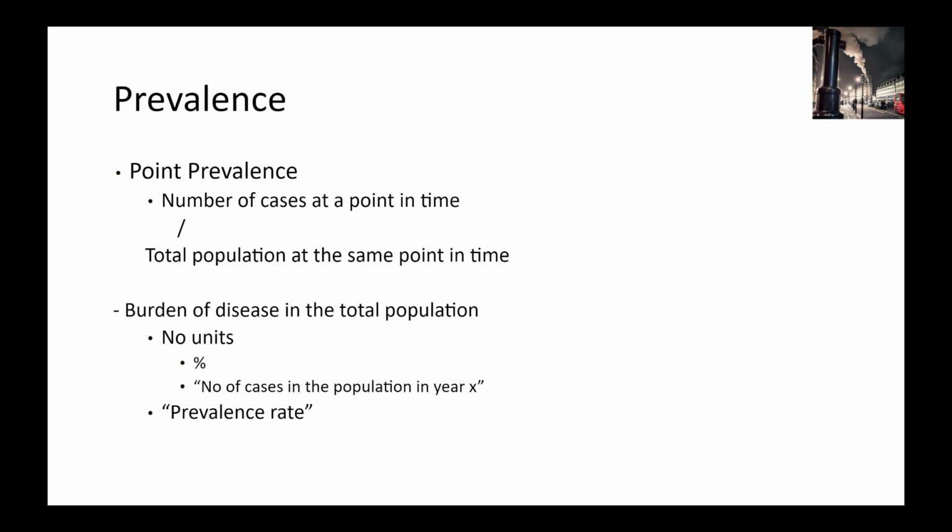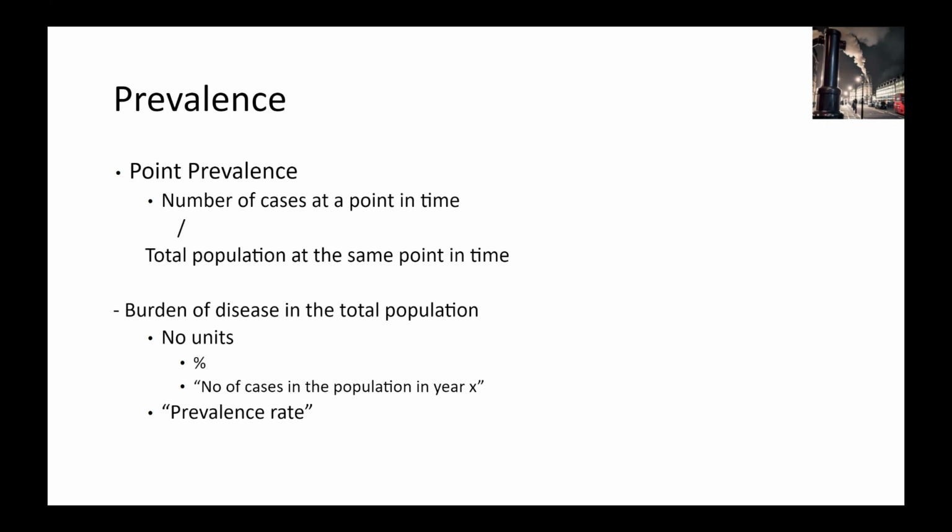Finally, as it calculates the number of cases at a given time, we won't see how many new cases are developing among our population. Hence, we won't see how fast the disease is spreading. It's important to note that it has no units. It is a percentage of the number of cases in the population commonly expressed in a given year. Sometimes, it is called the prevalence rate, but this name can be misleading as it is not a rate and is not expressed per unit of time.